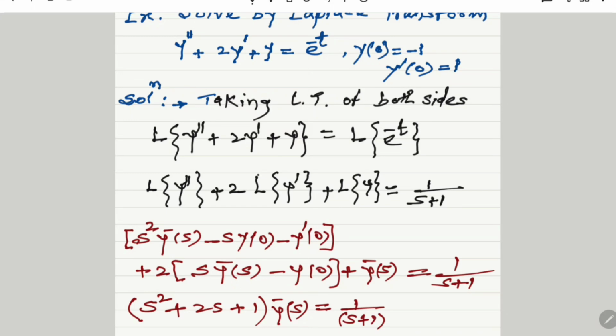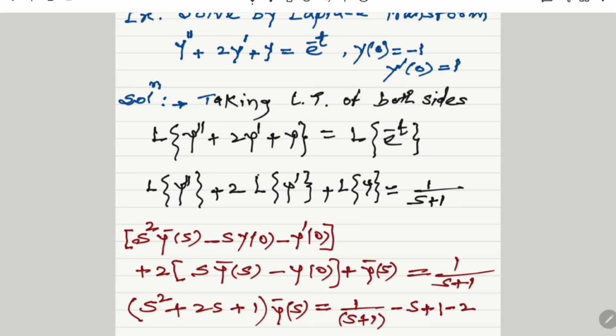Transferring other terms to the right hand side by substituting the initial conditions. The value of y of 0 is minus 1. That minus and this minus becomes plus s. When we transfer, it becomes minus s. The value of y dash of 0 is 1. Minus 1, transferring, we get plus 1. And 2 times y of 0 with minus sign. Therefore, y of 0 is minus 1. Minus minus becomes plus. Therefore, plus 2 transferred to the right, we get minus 2.